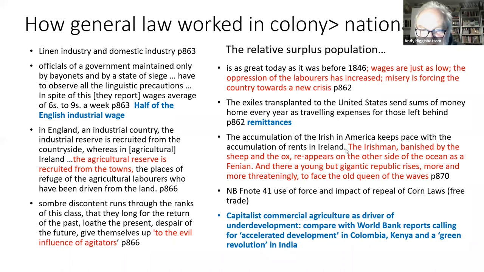And this is the closest Marx comes to politics, I would say, in the whole of this long chapter. Mostly the conditions of the working class are put in social terms, but he ends the chapter by drawing attention to the significance of the Fenians. The Irishman banished by the sheep and ox reappears on the other side of the ocean as a Fenian. That is somebody fighting for national liberation. And there a young but gigantic republic, the Irish Republic, rises more and more threateningly to face the old queen of the waves, that being, of course, Britannia.